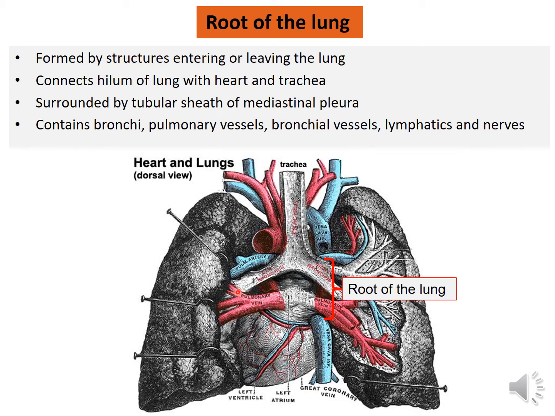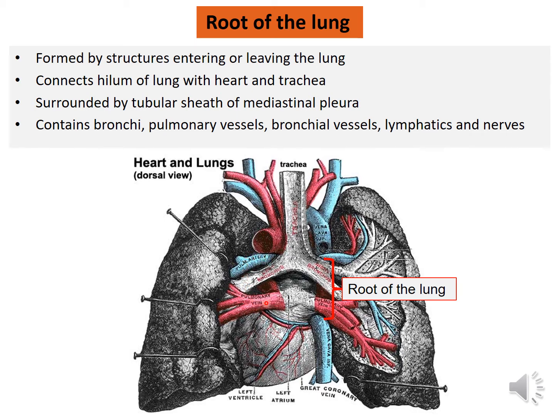On each side you can see two pulmonary veins, superior pulmonary vein and inferior pulmonary vein. All these structures which are there at the hilum of the lung constitute the root of the lung. It connects the lung with the mediastinum, particularly with the heart and trachea. The entire root on each side is surrounded by the mediastinal pleura.